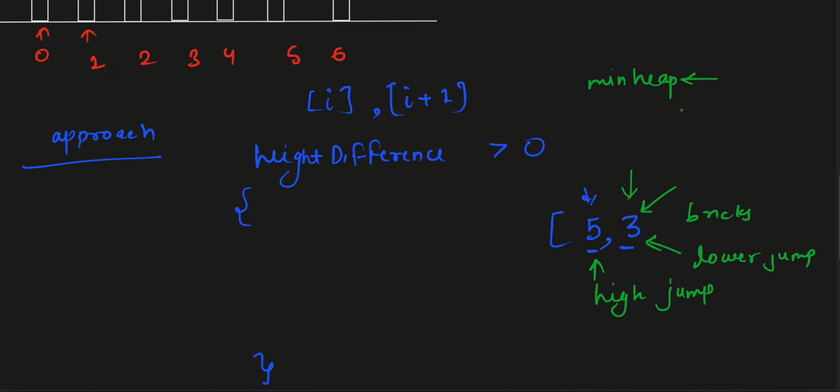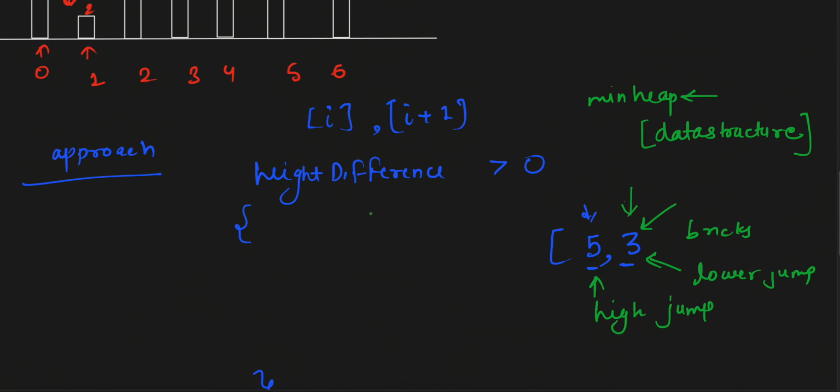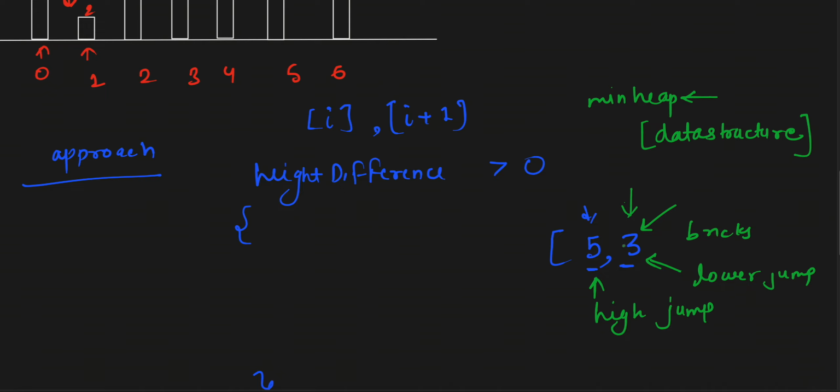So I will be maintaining a min heap data structure to maintain the height differences in this particular data structure. Okay, so the height difference I will be maintaining, 5. Whenever my ladders get less than the min heap dot size, I will start using bricks for the lesser value. Okay, so let's jump to the code for this particular approach.